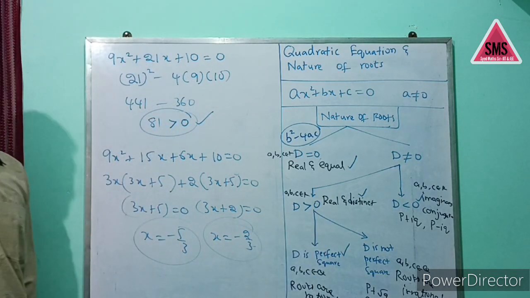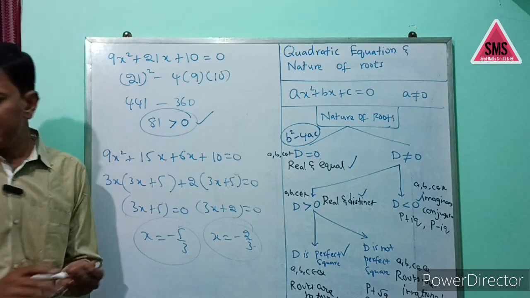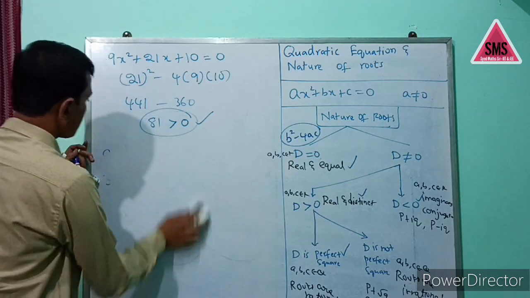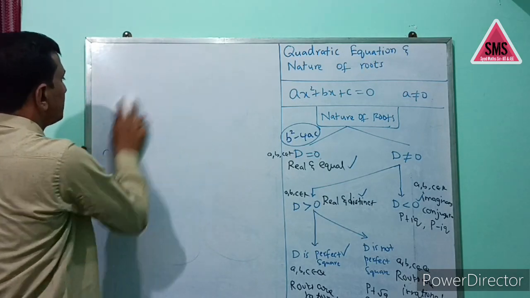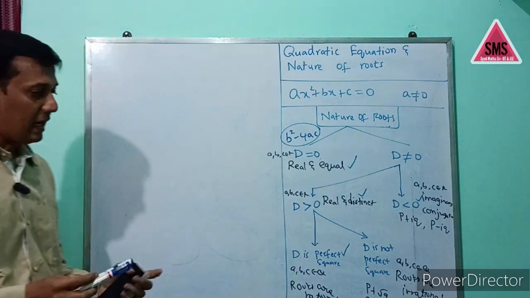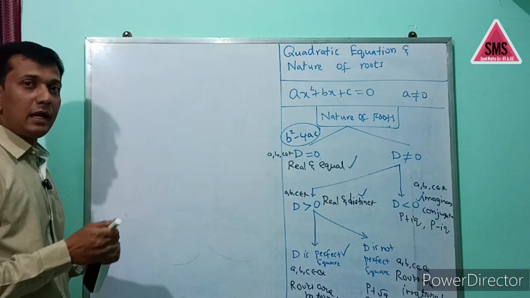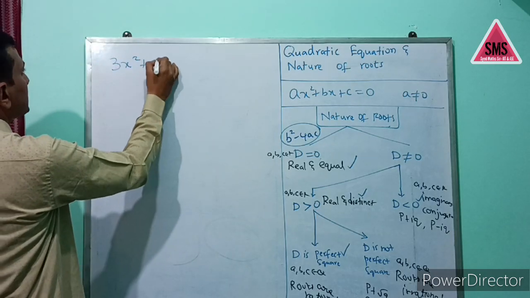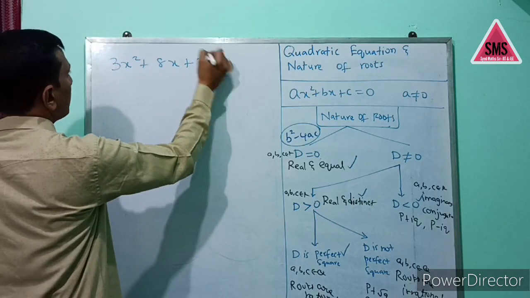D is not a perfect square. So what happens if D is not a perfect square? We are getting roots as irrational ones and they are conjugate to each other. So 3x square plus 8x plus 3 equals 0.